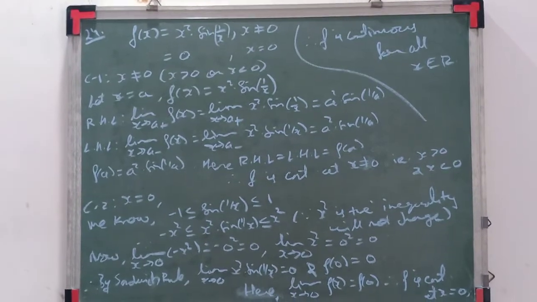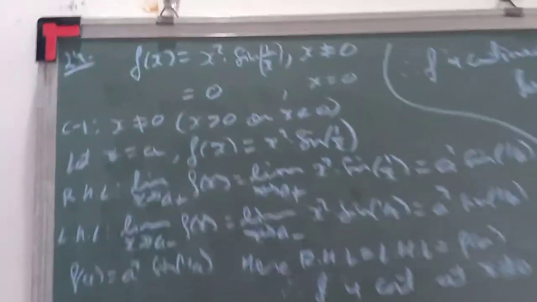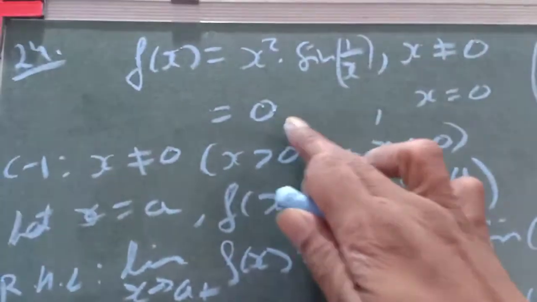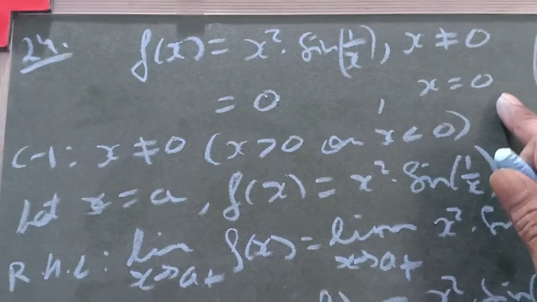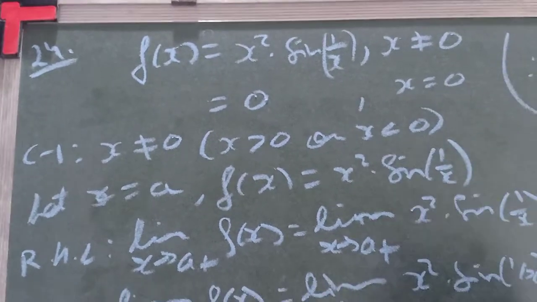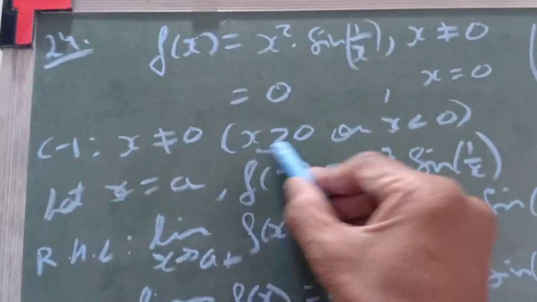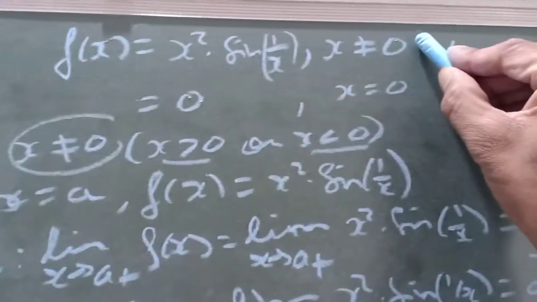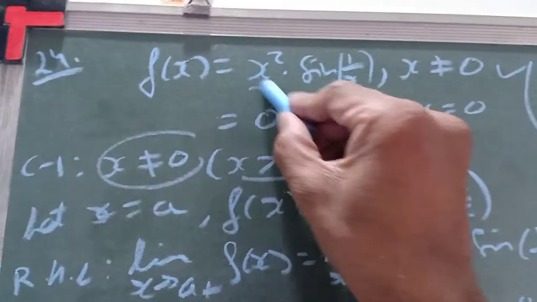Exercise 5.1 question number 24. The question is f(x) = x² sin(1/x) when x is not equal to 0, and f(x) = 0 when x equals 0. There are actually three cases, but here we will merge two cases, x greater than 0 and x less than 0, into x not equal to 0, because the function when x is not equal to 0 is only one.